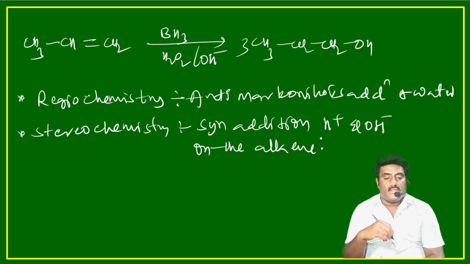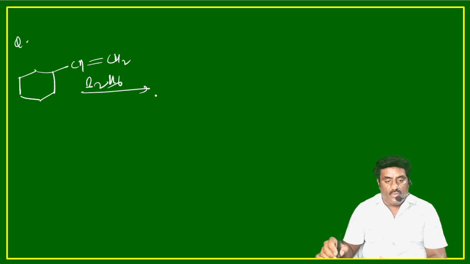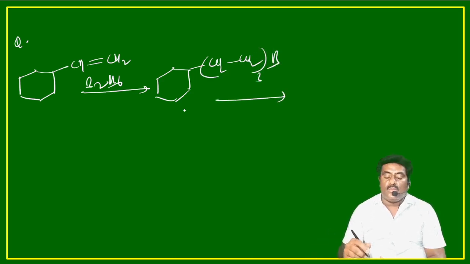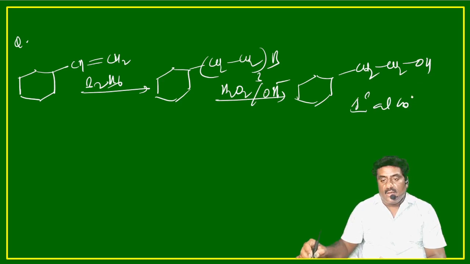Next, let's take one more example. What is the question? Cyclohexane with the CH double bond CH2 in presence of B2H6. It forms the trialkyl borane, then in presence of H2O2 and OH minus it gives CH2OH as the product. It gives a primary alcohol.